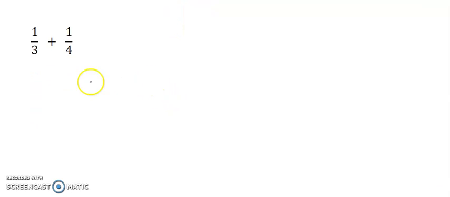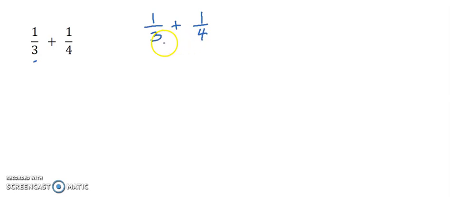Here we have 1/3 plus a quarter. Again, the denominators are different, so I can't simply add the numerators across. And I can't think of anything. There's nothing that I can multiply or divide 3 by to make it into a 4, and there's nothing that I can multiply or divide 4 by to make it into a 3.